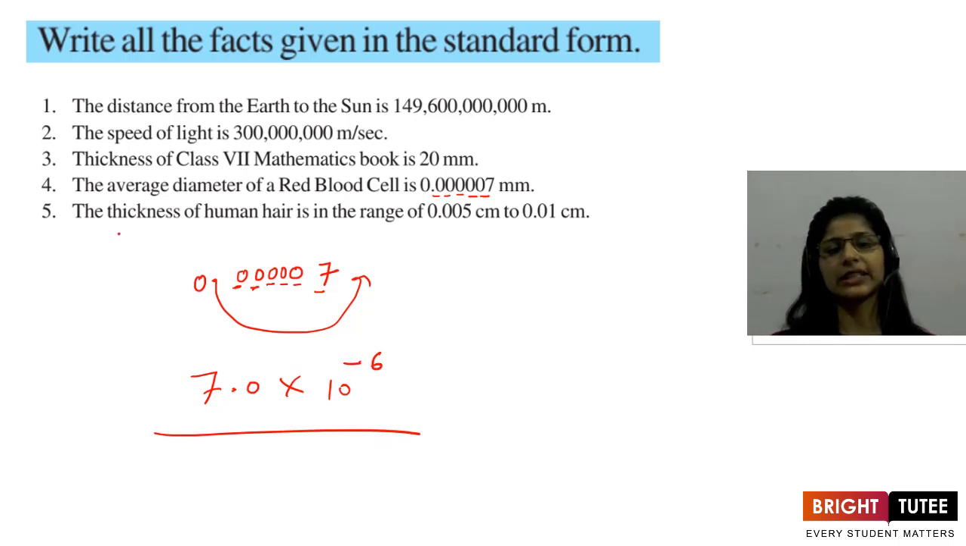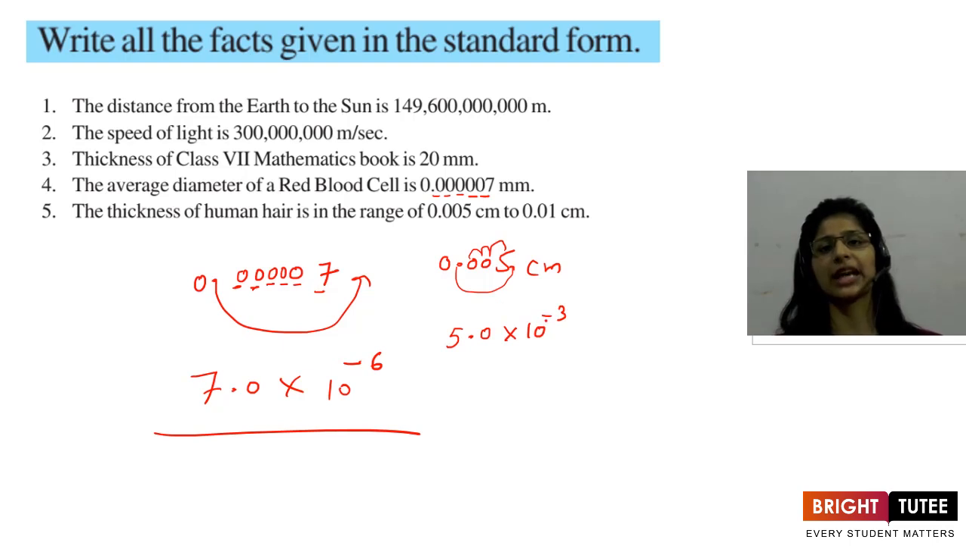The last one is saying the thickness of human hair is 0.005 centimeter to 0.01 centimeter. So 0.005. How can we write it? We can write it as, see, the decimal will be shifted this place. How many places? 1, 2, 3. So 5.0 into 10 to the power. 3 places we are shifting. So minus 3 because towards right we are shifting.